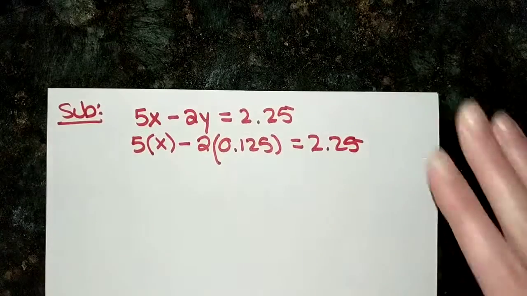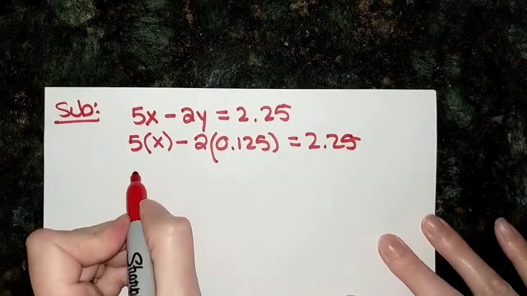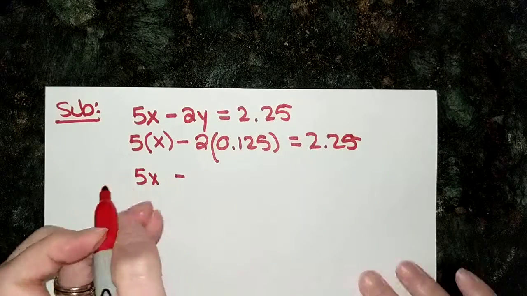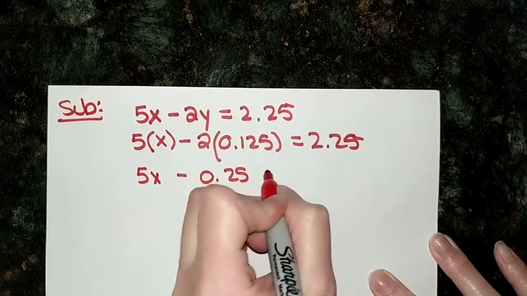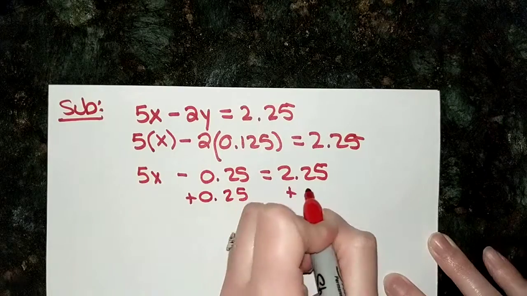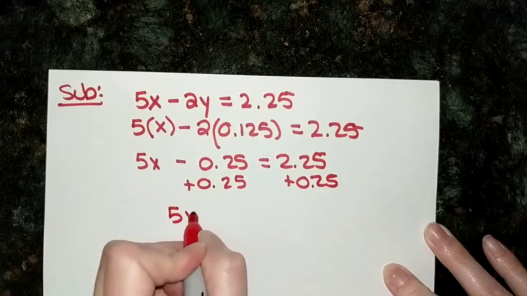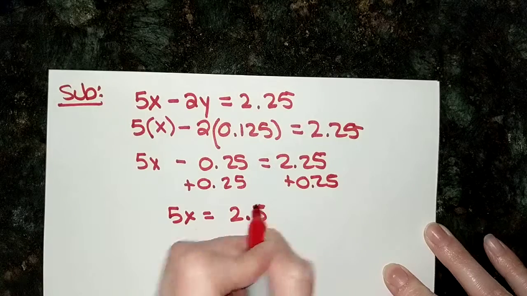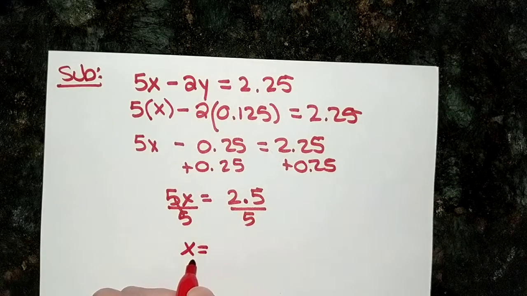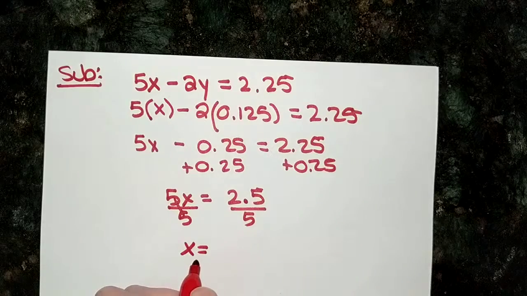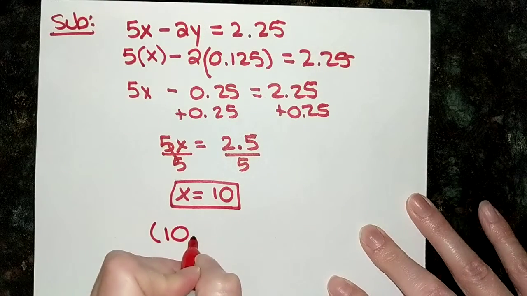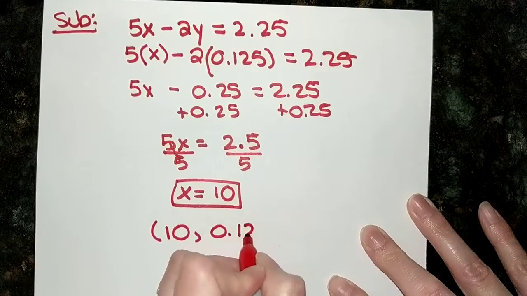Okay, so let me scoot this up here. So what we're looking at is 5x minus, and then the 2 times the 0.125 gives you 0.25, is equal to 2.25. And then add 0.25, and you get 5x is equal to 2.5, and then divide by 5. So you get 10 as your x value. So your final answer is going to be 10, 0.125.